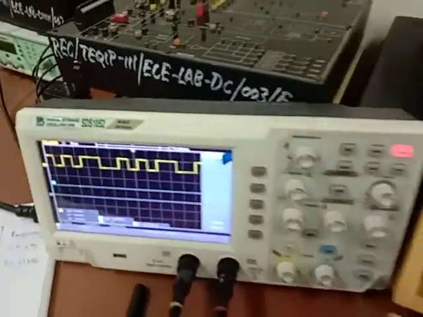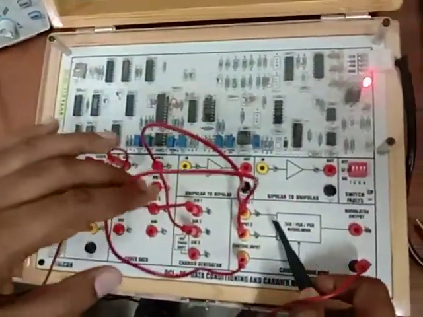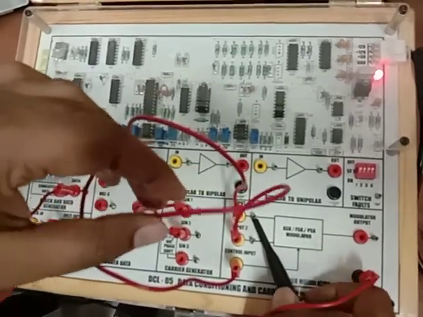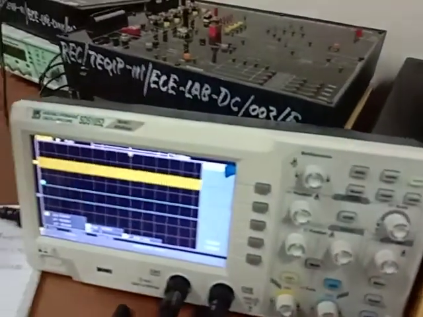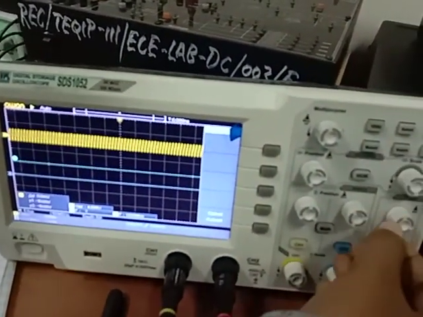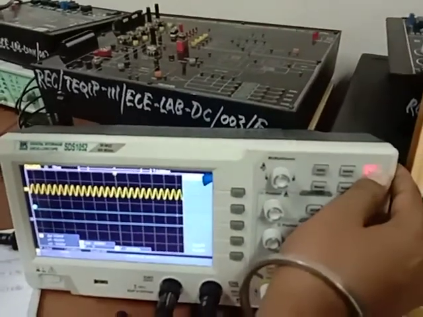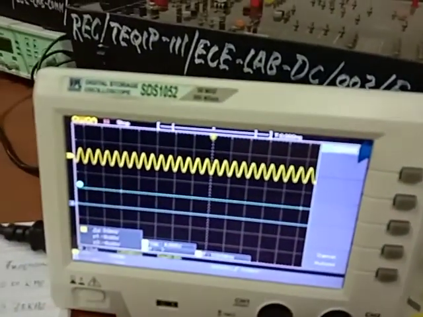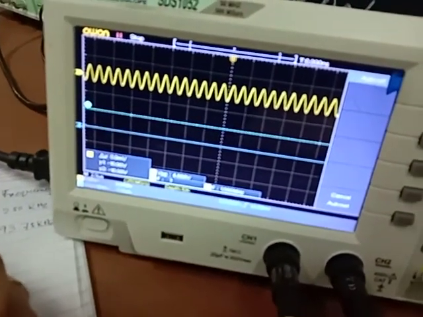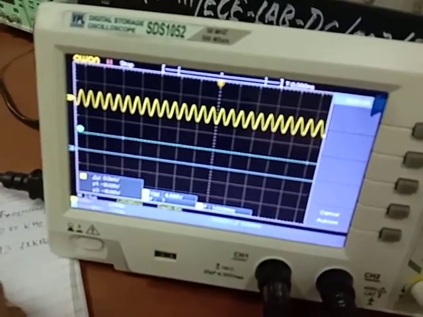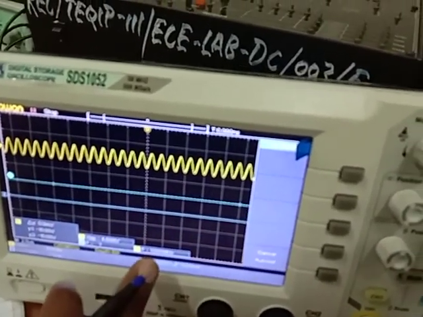After that we will measure carrier signals 1 and 2. This is carrier signal 1. The measurements are: 4.688 volt is the amplitude, and the frequency is 1 megahertz.